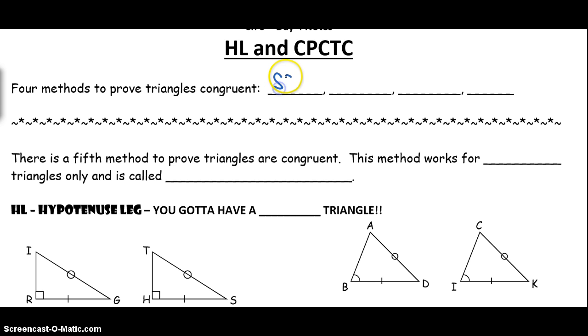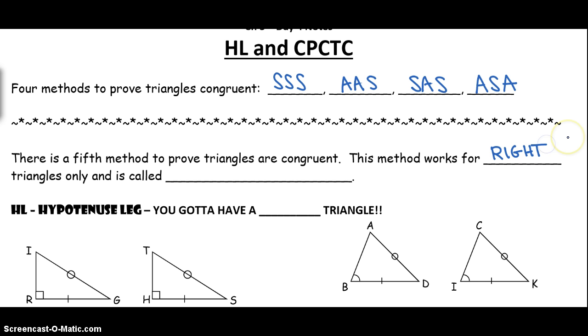We have side, side, side, right? Angle, angle, side, side, angle, side, and angle, side, angle. So these are the 4 that we've already talked about, and today we wrap it up with our last one. We kind of leave him to the end because he's a little weird. There's a 5th method to prove triangles are congruent, and this method works for right triangles.